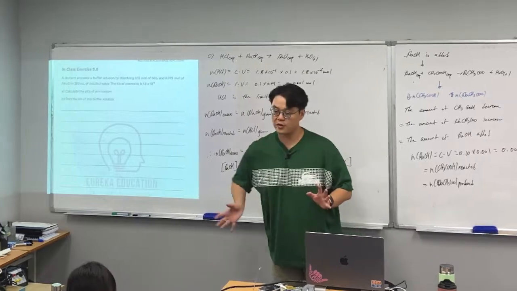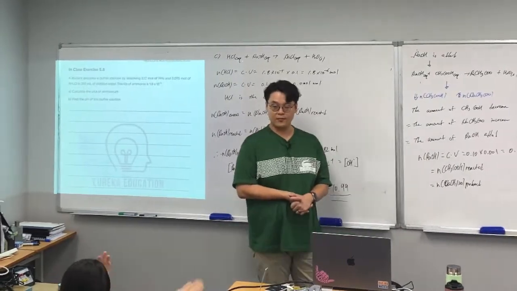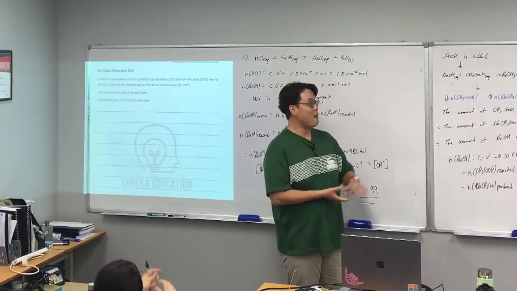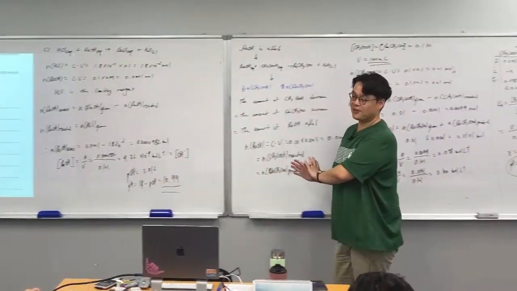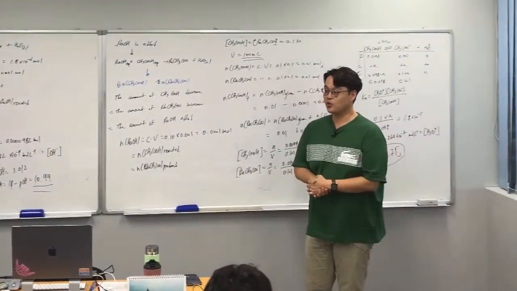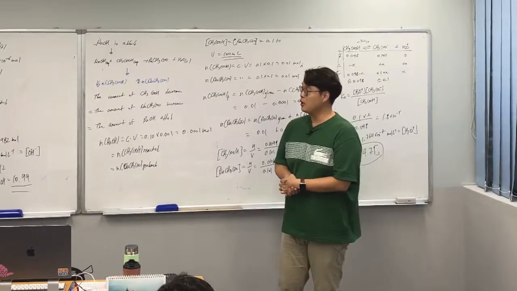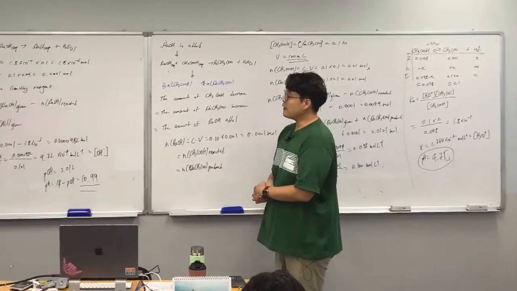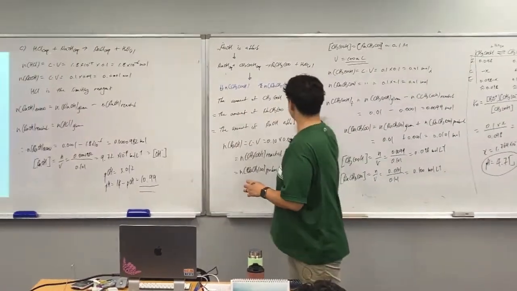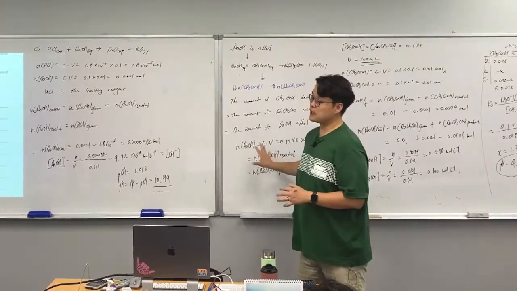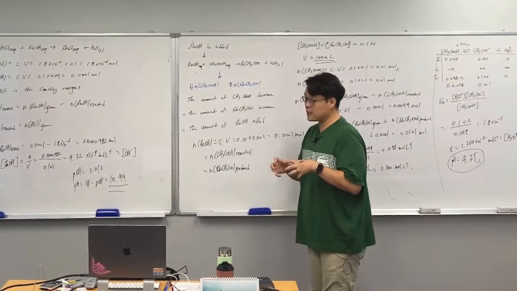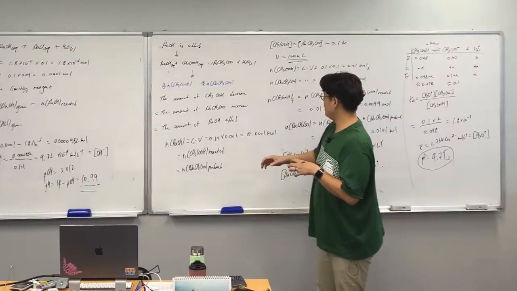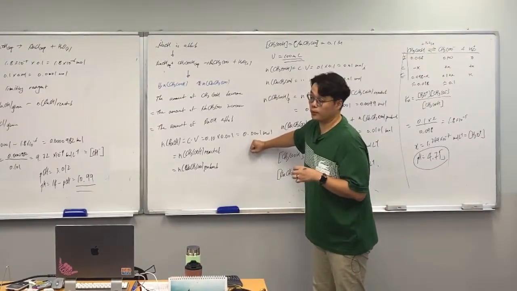I'll leave that working out, but what's different? Buffered, unbuffered. What did we do differently? You have to understand that for questions B and C, we added the same amount of sodium hydroxide, exactly the same amount. It is this amount here, 0.001 mole.